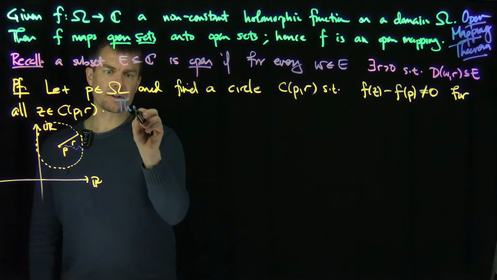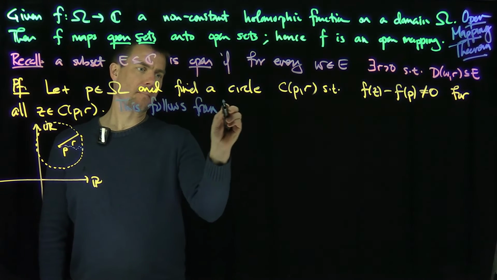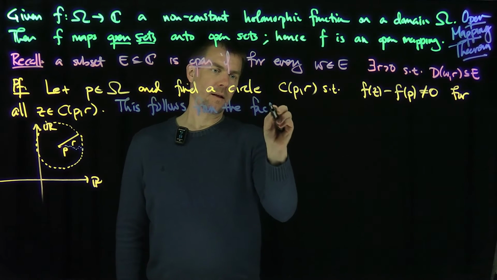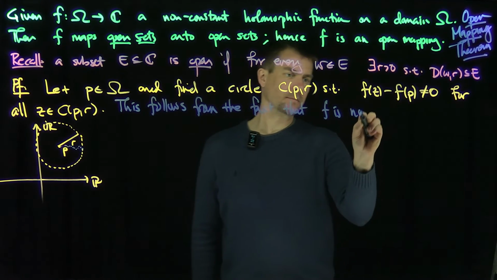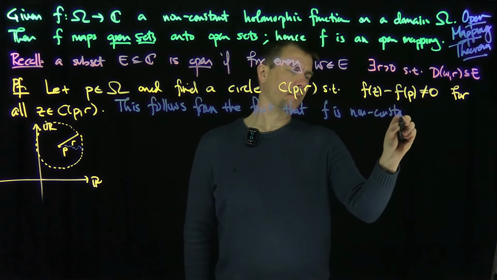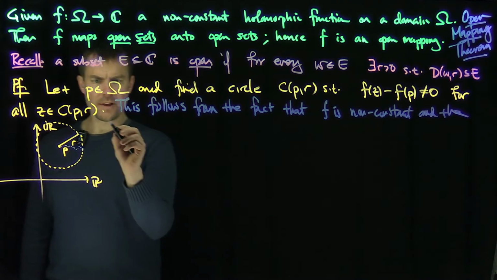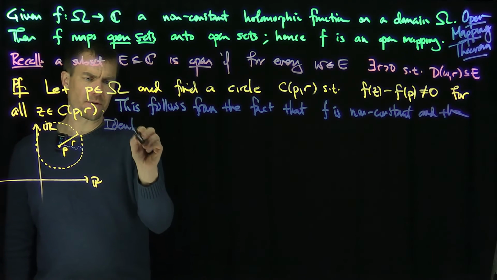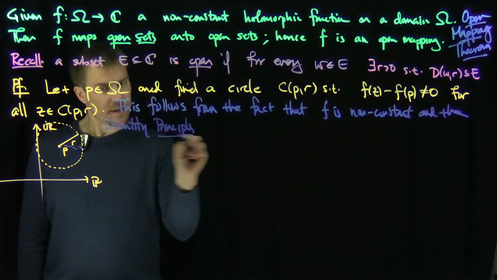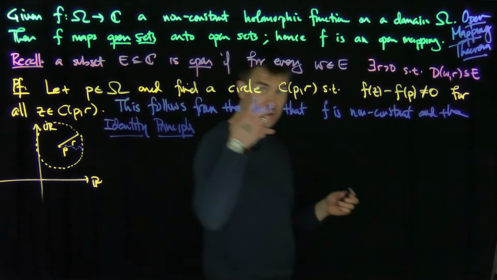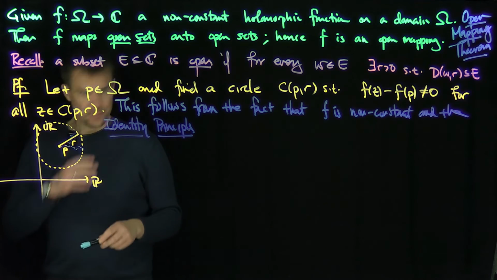This follows from the fact that f is non-constant and the identity principle. When we proved the identity principle, you might have thought, my goodness, this is a very technical, topological thing, but we see here that the identity principle is going to give us the open mapping theorem, which is in some sense a strengthening of the maximum principle. Good.